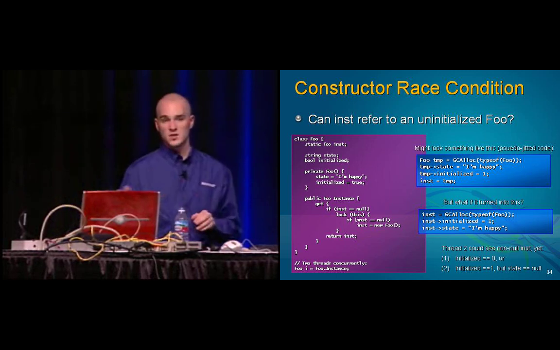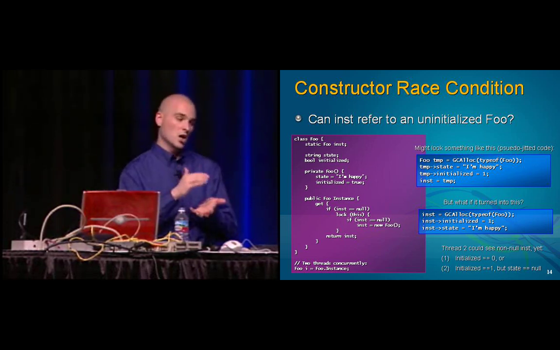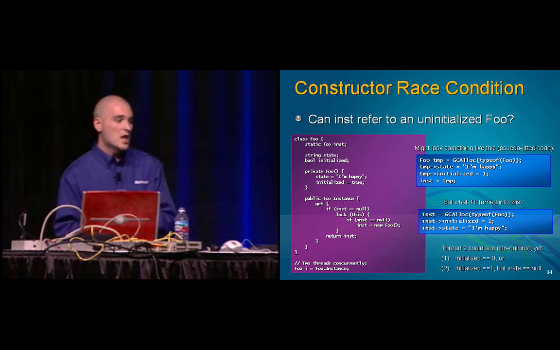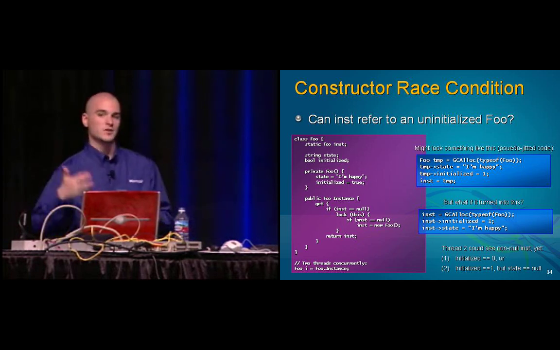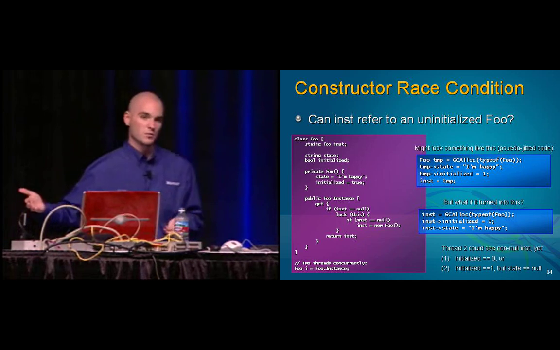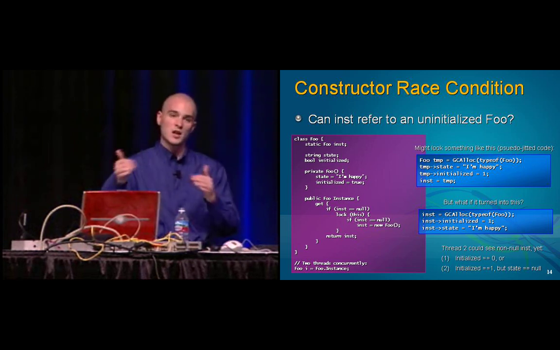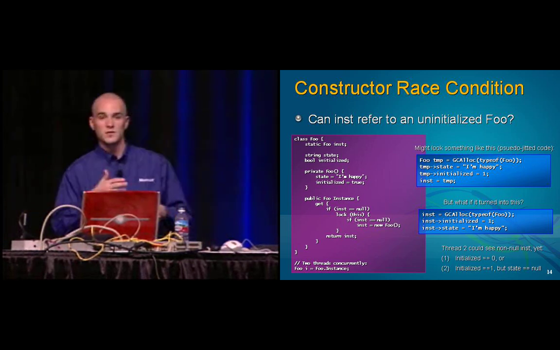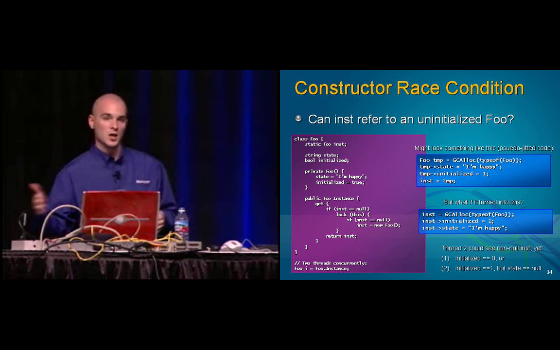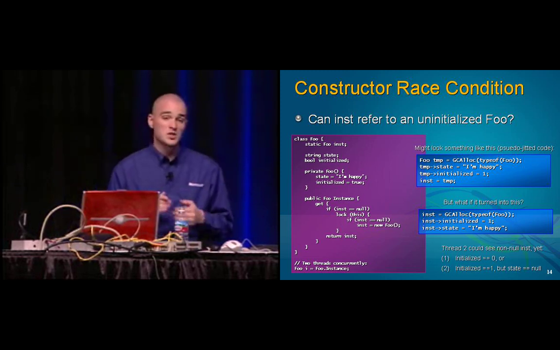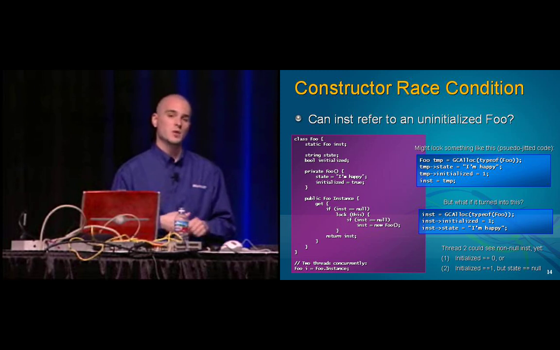But if the instance is null, then we need to lock on the instance. And then we need to say, again, double check, is instance null? Because another thread could have gotten in there between the if instance is null and the lock statement. If it's still null, then we go ahead and construct a new instance.